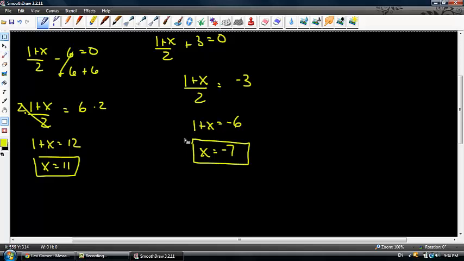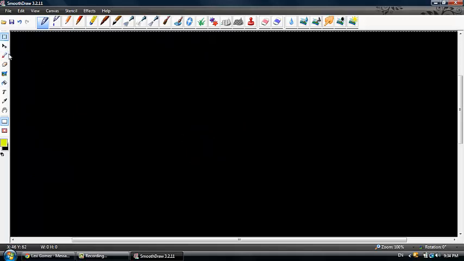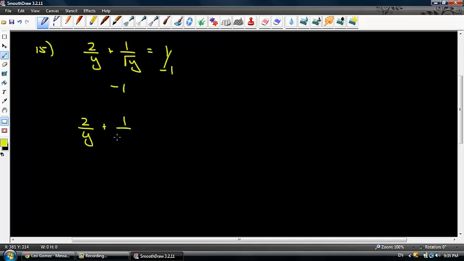15. Ooh, that's a good problem too. I'll do that for you. I like 15. I must say, your book is a really good one. 2 over y plus 1 over rad y equals 1. So I'm going to subtract 1 from both sides. So I've got 2 over y plus 1 over rad y minus 1 equals 0.